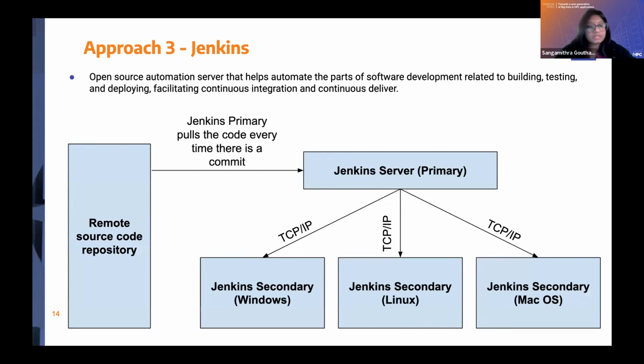So the next approach that we looked at was Jenkins. Jenkins is an open source automation server that helps us automate certain parts of the software development process. This includes building, testing, deploying, and facilitating continuous integration and continuous delivery. Jenkins itself was designed to continuously and dynamically integrate changes into the system as the software development process progresses.